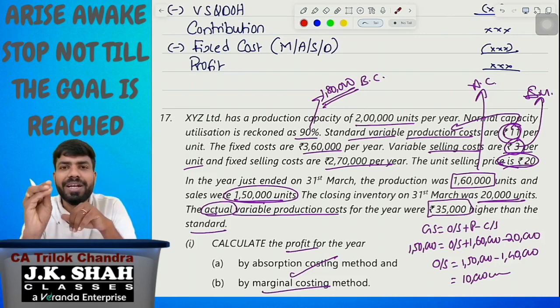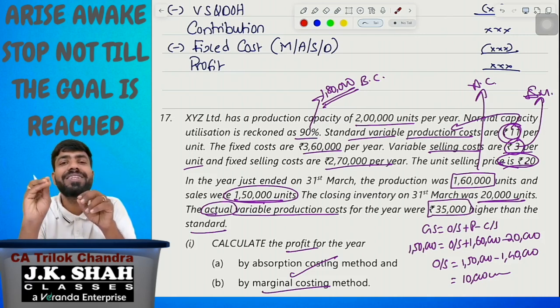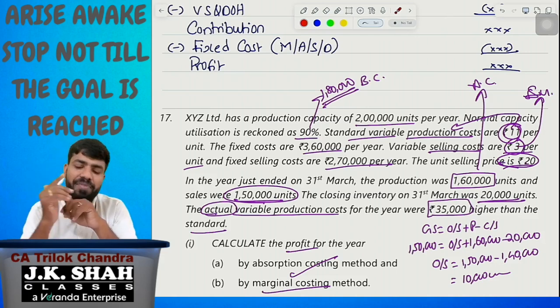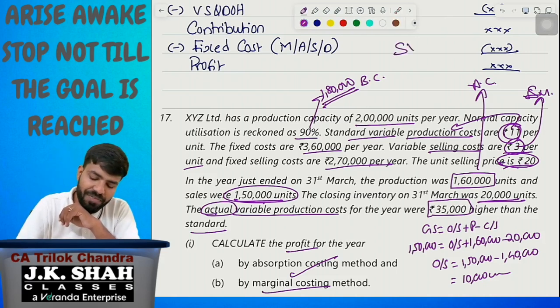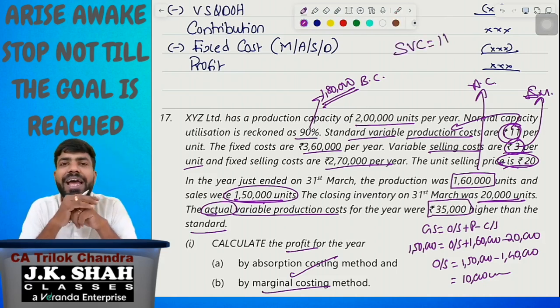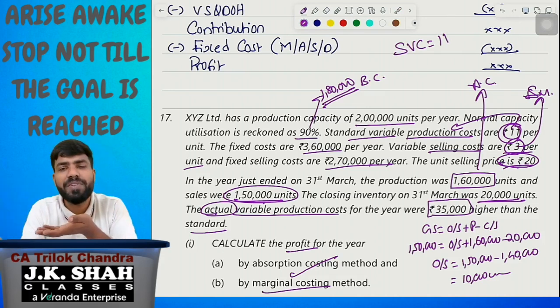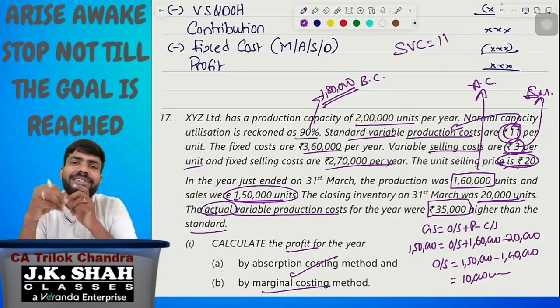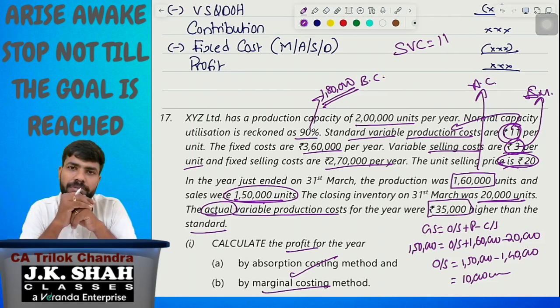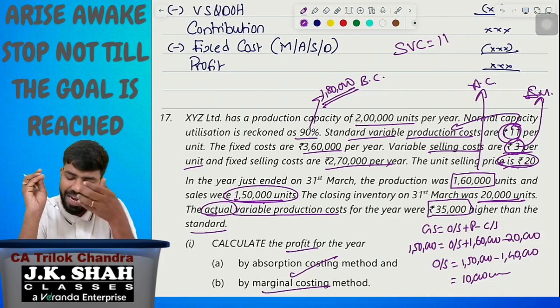As of now, what you need to understand is opening stock is valued at standard cost. Standard variable cost. Listen to me carefully. Standard variable cost is 11 rupees, which I'm taking as actual variable cost. Or else we can take it like this also: in the absence of information on actual variable cost, we take standard variable cost. Are you understanding?